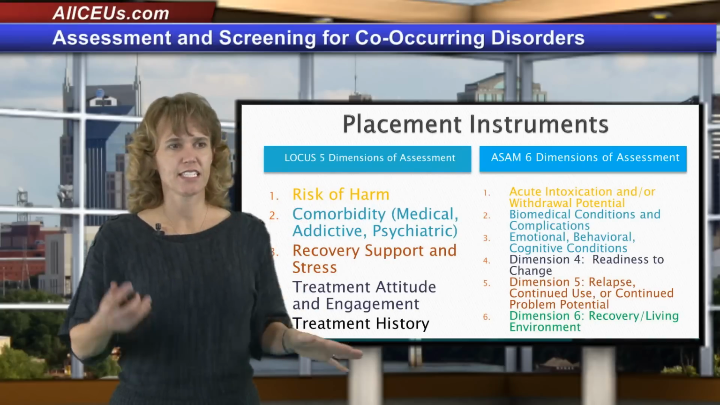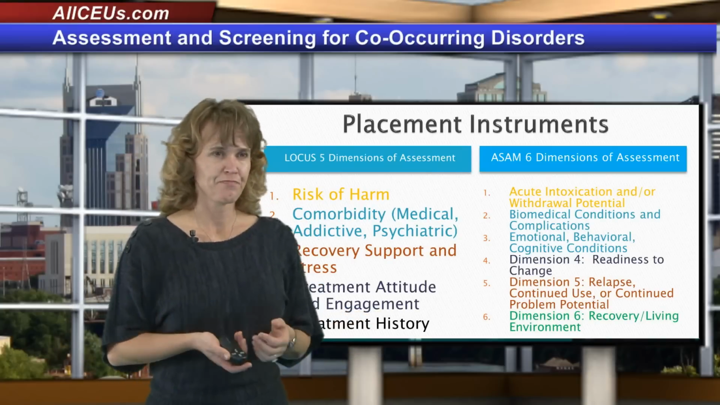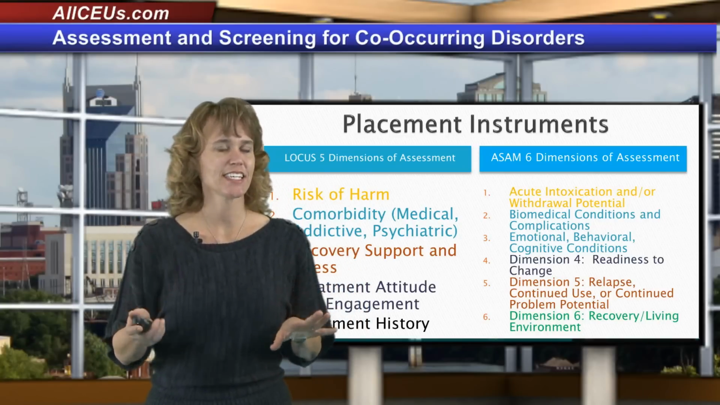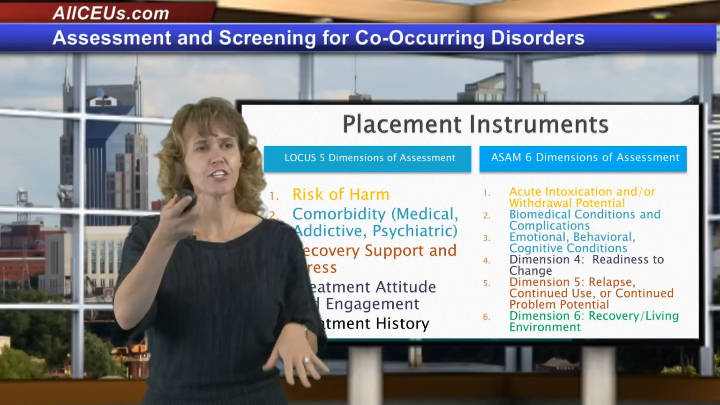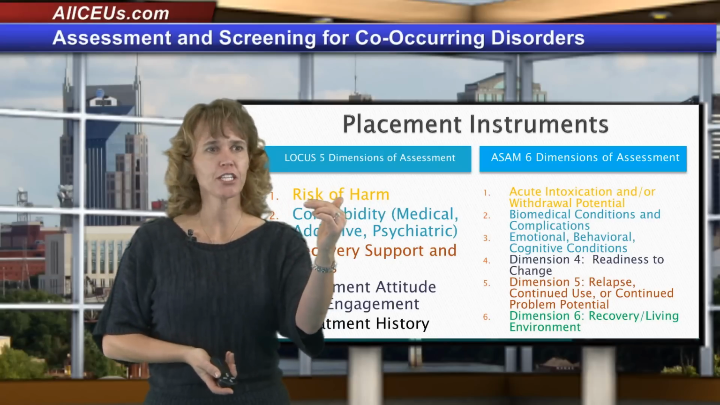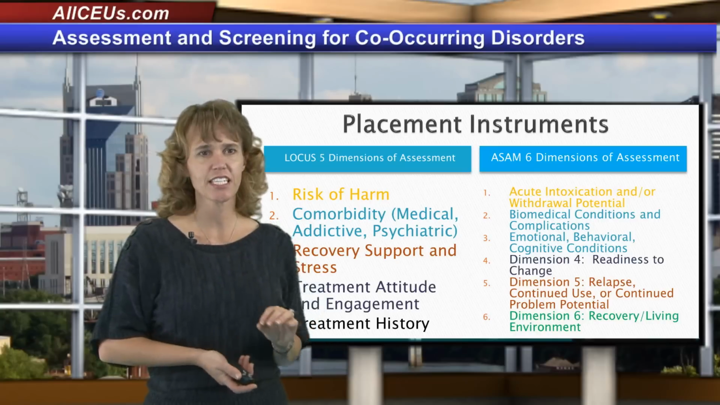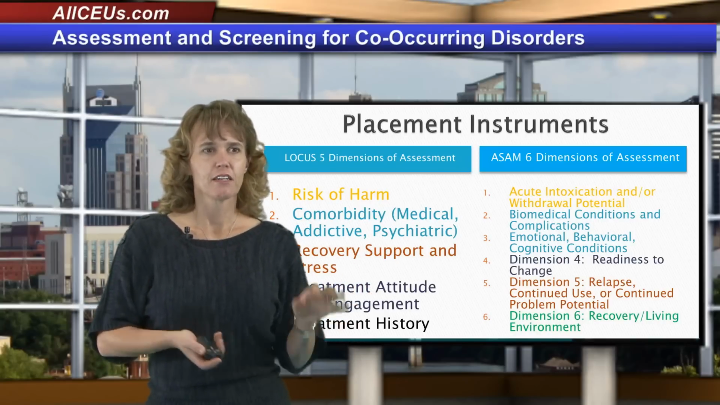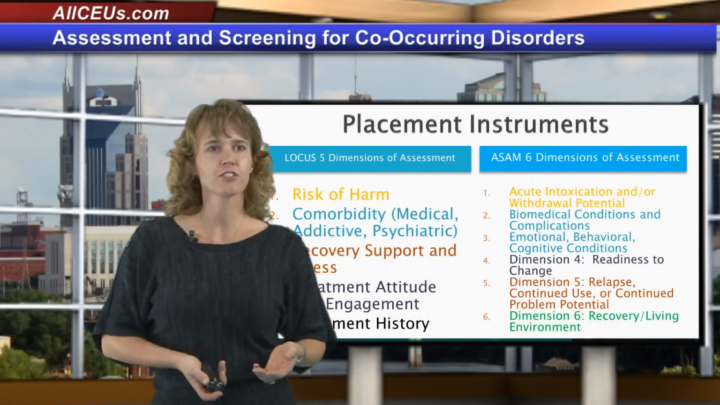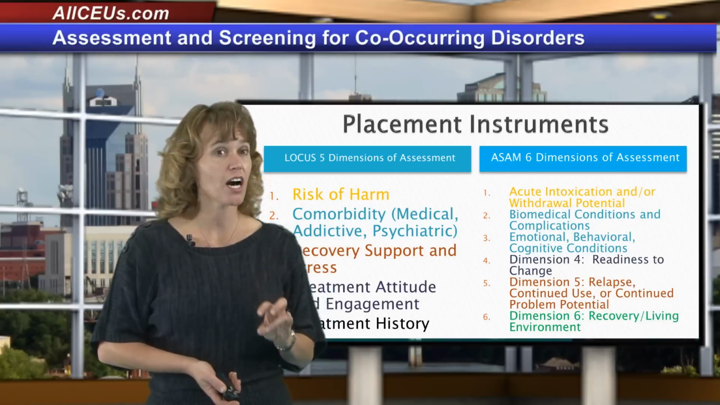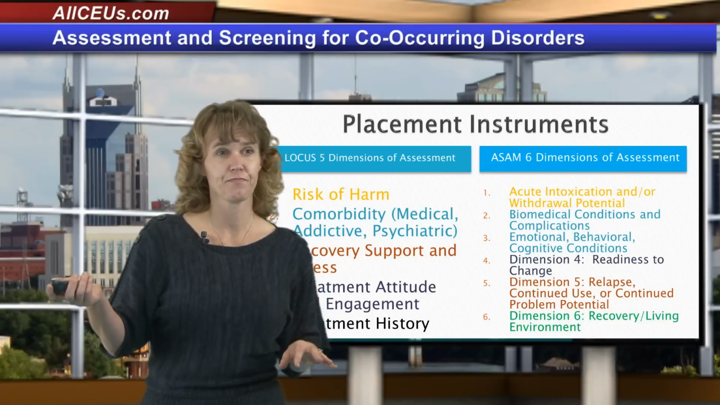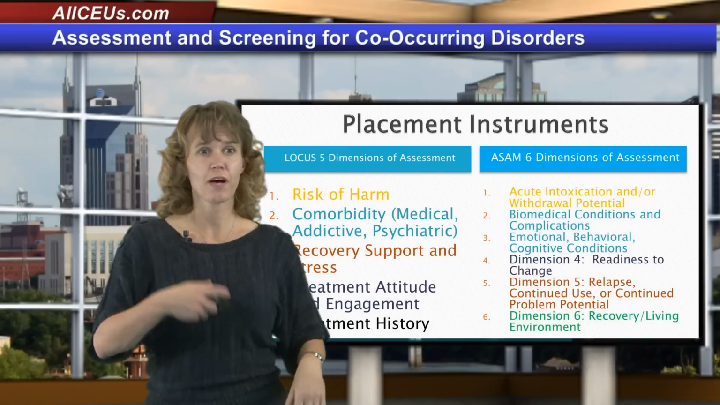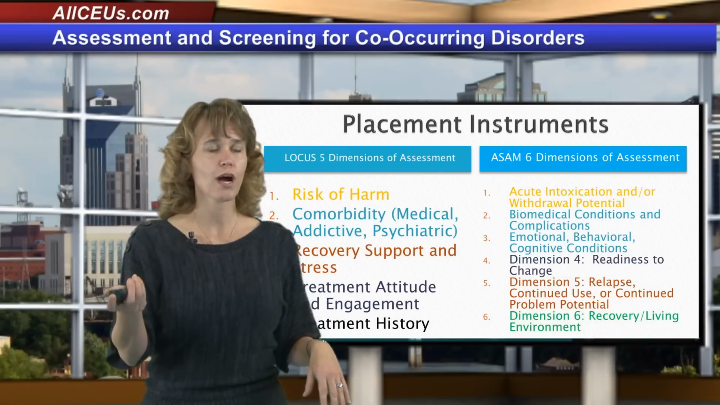So the LOCUS, I said earlier that it's a lot more in depth, and it assesses 5 dimensions, but really deeply, and the ASAM assesses 6 dimensions. They're color-coded so they kind of correlate. The risk of harm in the LOCUS corresponds to acute intoxication and withdrawal potential on the ASAM. Comorbidity on the LOCUS corresponds to biomedical conditions and emotional, behavioral, and cognitive conditions on the ASAM. Recovery support and stress on the LOCUS corresponds to relapse, continued use, or continued problems potential.